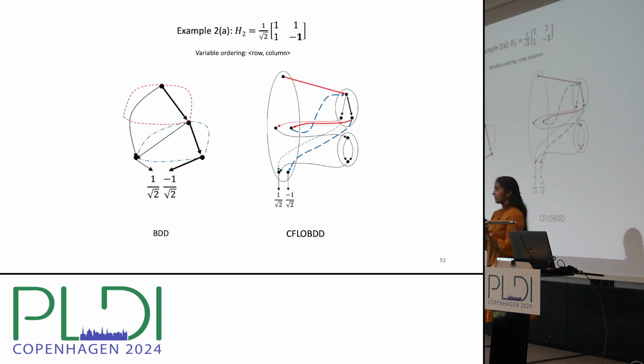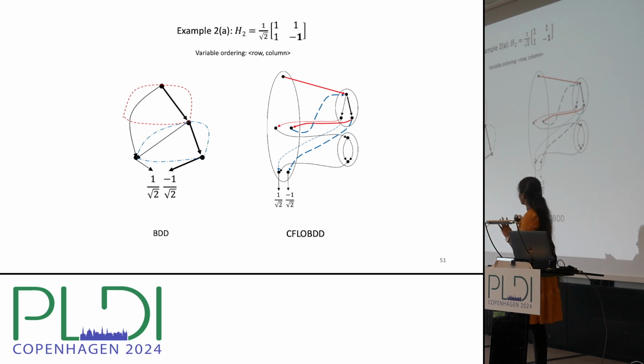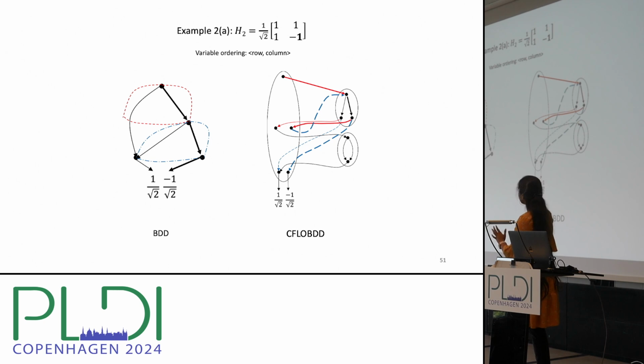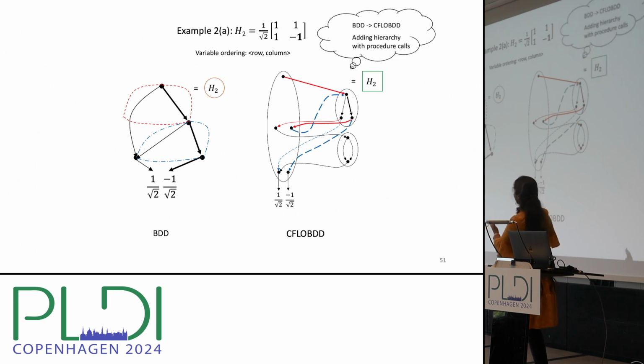Now, are they better than BDDs, and why so? Let us look at that in detail. Let us take this example of the Hadamard matrix. It's a matrix over 1 qubit, or 2 variables. Let us take the row variable and column variable as the decision variables. And this is the BDD representation. The corresponding CFLOBDD representation is like this, where we form this by adding a hierarchy, using a similar mechanism to what we have seen before.